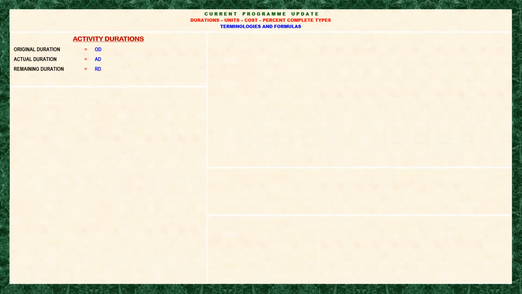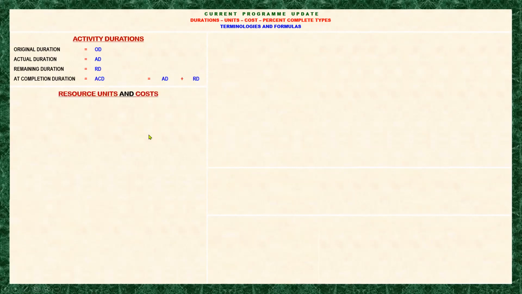And the remaining duration will be the estimation of the scheduler or planner of how many days will be remaining for the activity. And here is the at completion duration. It is simply the actual duration plus the remaining duration.